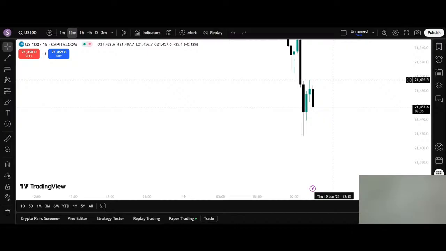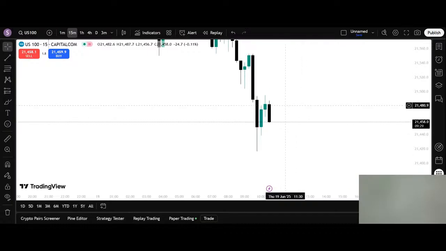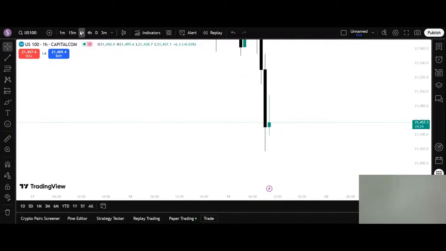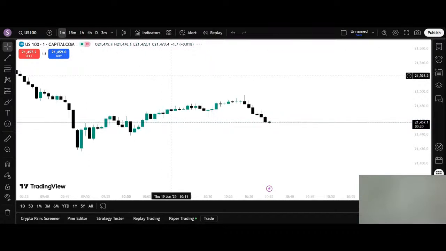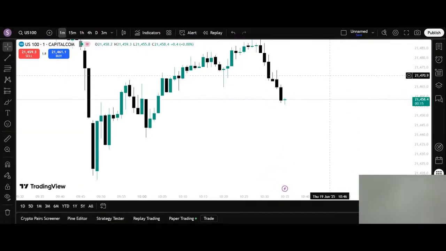It looks good in the 15 minutes. If this candle closes bearish, then we can take a sell. Looks good on the 1 hour, too. For now, we'll have to wait for it. The 15 minutes from 10:30 to 10:45 were very unpredictable. A lot of manipulation happens during this time.